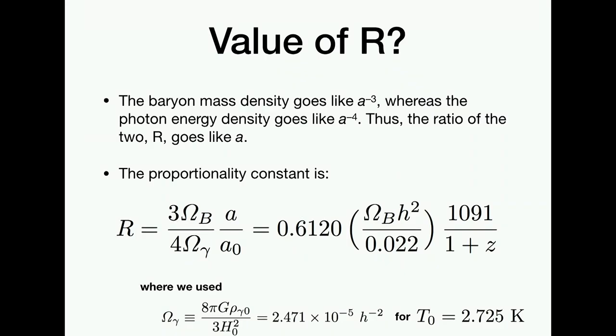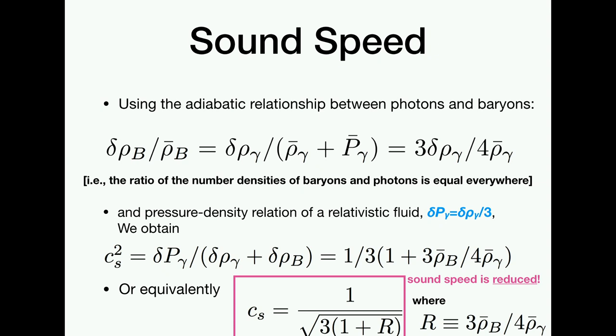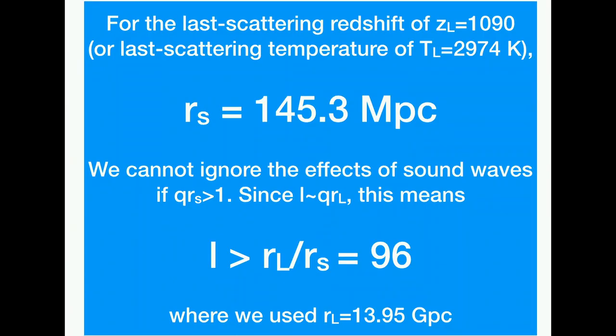So given that I know R, I know the sound speed, so I can calculate the sound horizon, and that's 145.3 megaparsec. And if you plug this into this formula here, qr_s greater than 1 would be the region where the sound speed can't be ignored. l is roughly speaking q times r_L from geometry. Then l should be greater than 100. So if you go to l that's greater than 100, you cannot, for sure, ignore the sound waves.